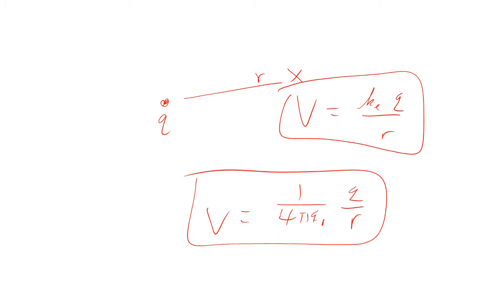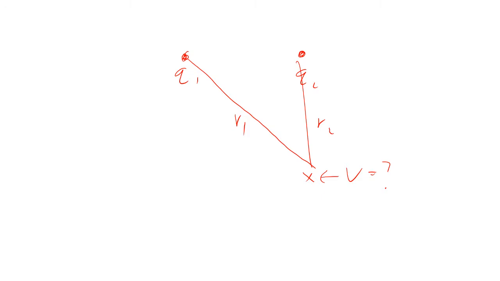Now here's the interesting thing. That's a scalar. That's not a vector. So that means if we had two charges right here, and I want to know what the electric potential is right there, that's simple. All we have to do is figure out that R1, figure out that R2, and this is going to be kq1 over R1 plus kq2 over R2.